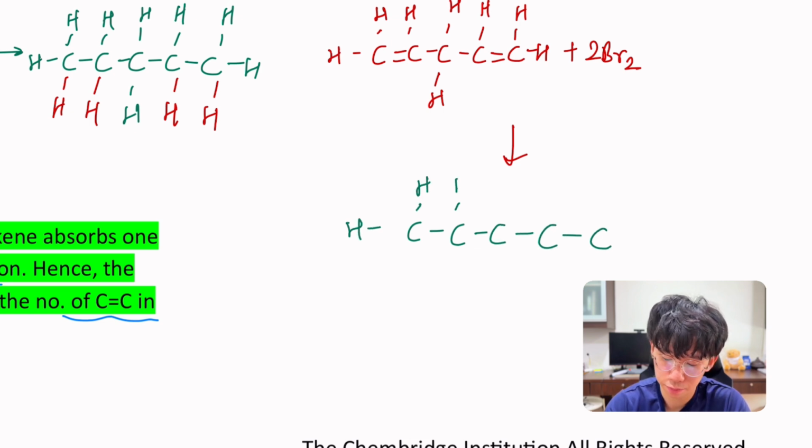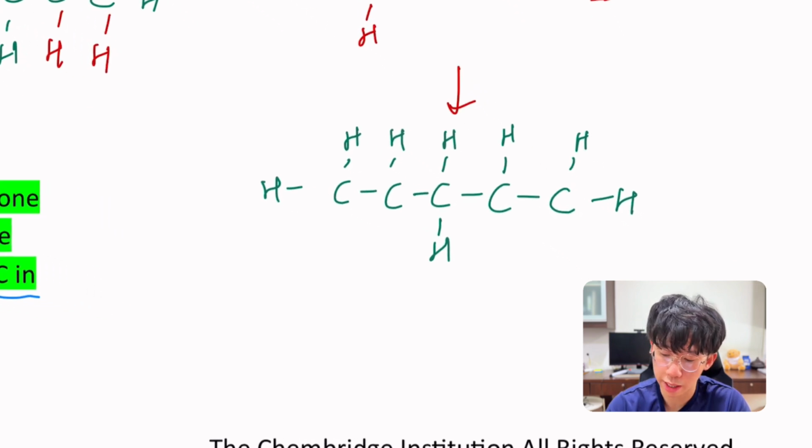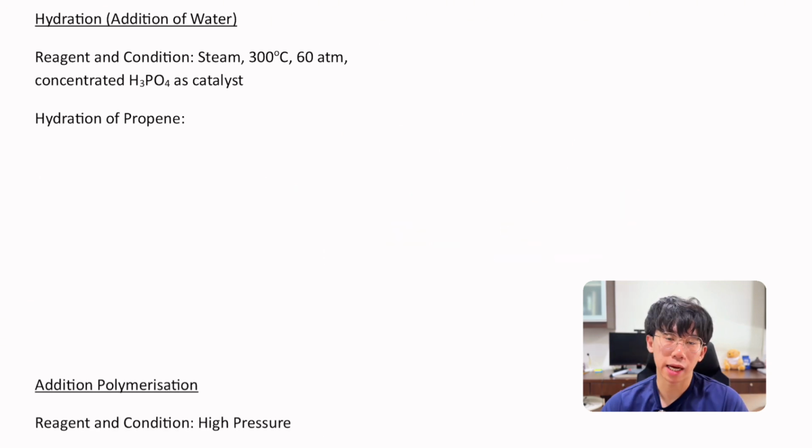here. I'm going to keep everything the same except the double bonds become single bonds. And where it used to be a double bond, we're going to add a bromine, and we're going to add a bromine here. Alkenes are able to also undergo hydration reaction, where you add water across the double bond.